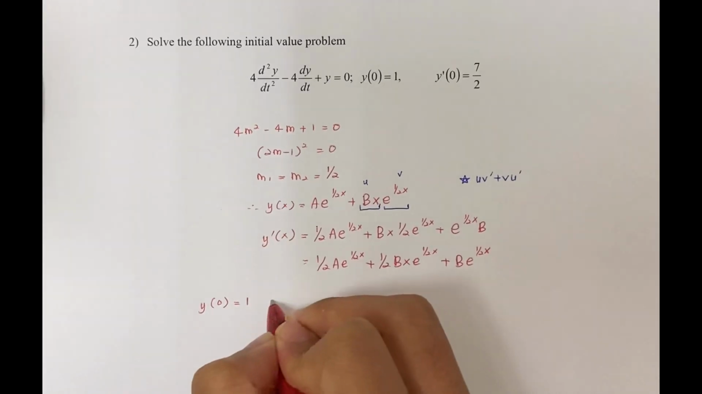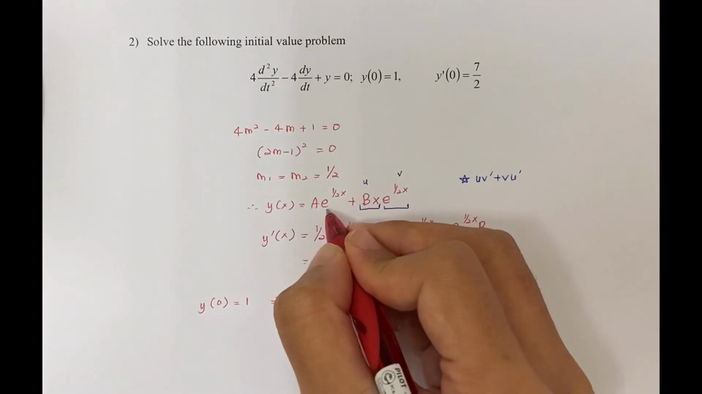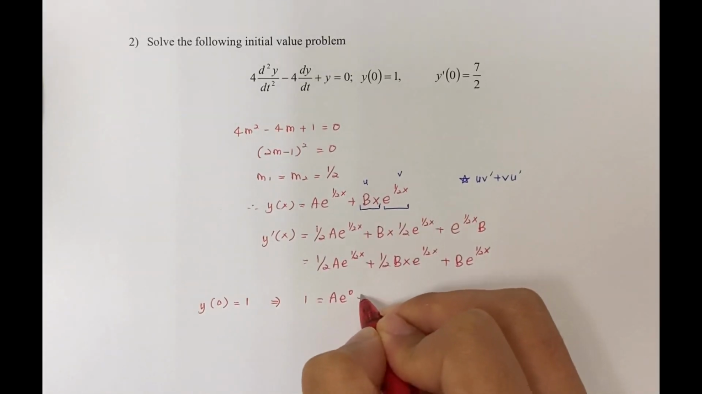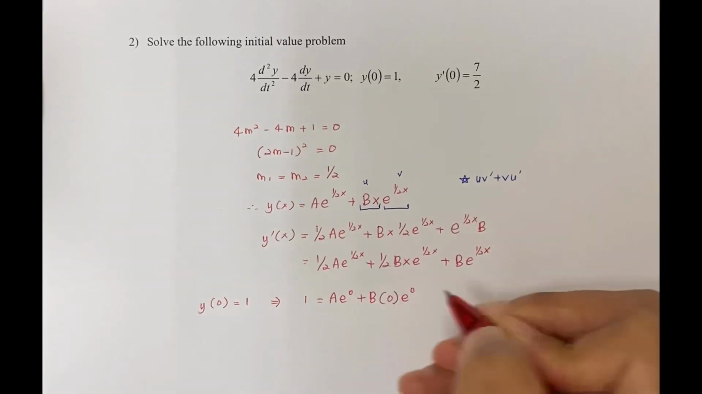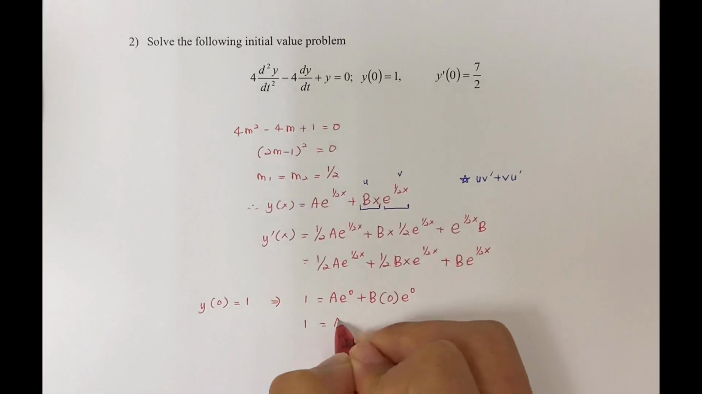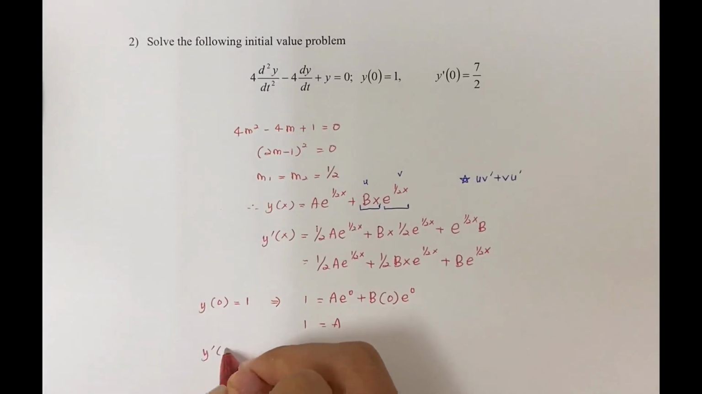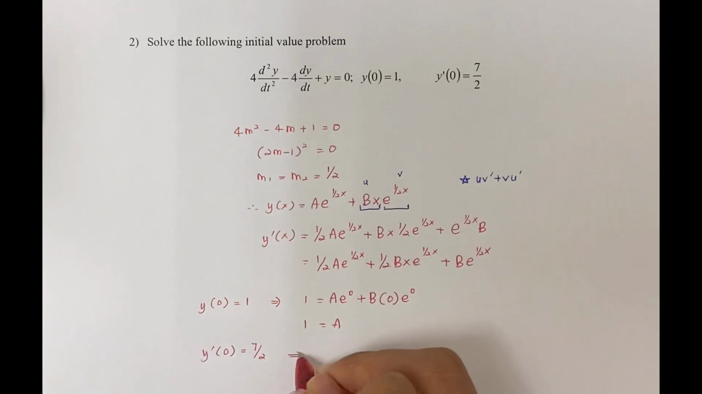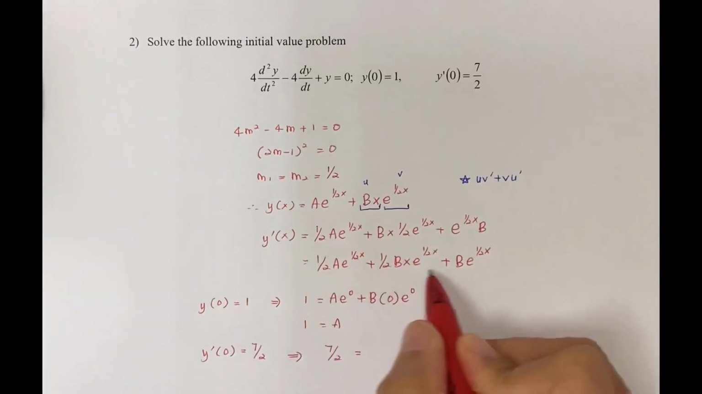y(0) equal to 1. Okay, so you have 1 equal to a e^0 plus b times 0 times e^0. So 1 is equal to a. Okay, you have your value for a. Then y prime(0) equal to 7 over 2. You have 7 over 2 for y prime.